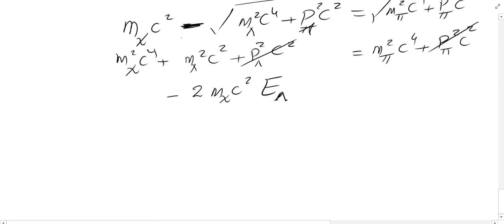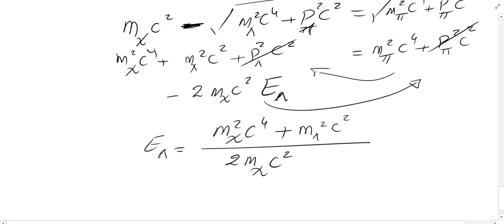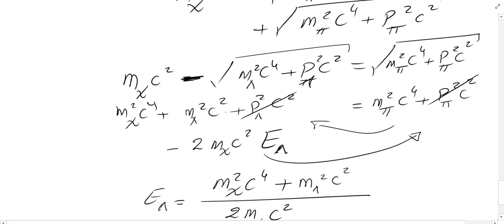So I'm going to move this term to this side and this one to the other side, changing signs correctly. What I will have is E lambda equals, dividing by 2 m chi c squared, m chi squared c to the power 4 plus m lambda squared c to the power 4. I know you're eager to cancel the c squared. Don't, because you have the masses expressed in terms of energy, so you really don't need to cancel anything. Leave them as they are. Sorry, that's c to the power 4.